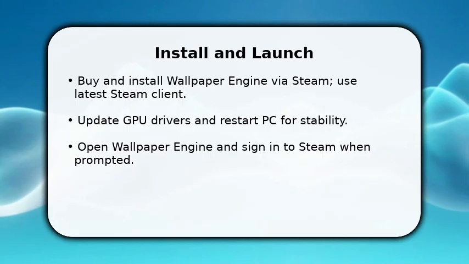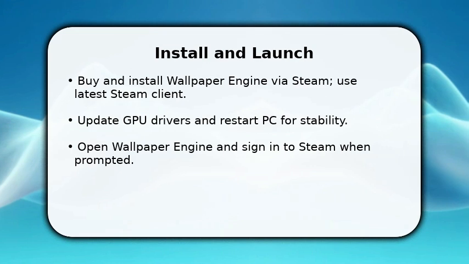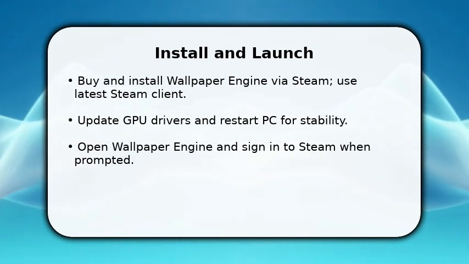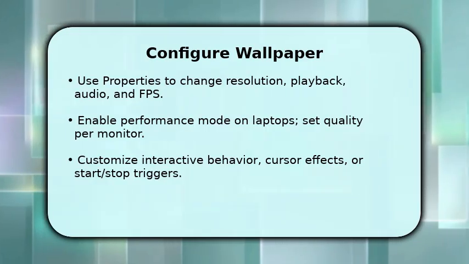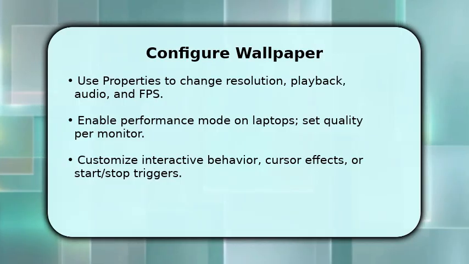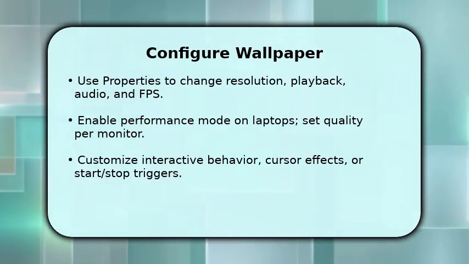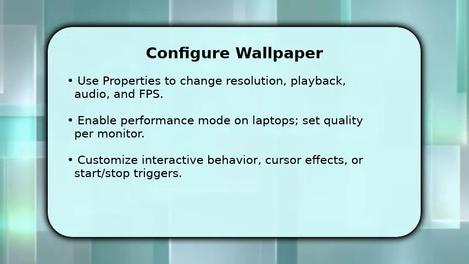Next, browse the featured or installed tabs and pick a wallpaper to preview so you can move straight to configuration. Once you choose a wallpaper, click Properties and tweak the core settings: resolution, playback speed, audio levels, and FPS. You should set quality per monitor, especially on multi-screen setups, to balance visuals and performance.